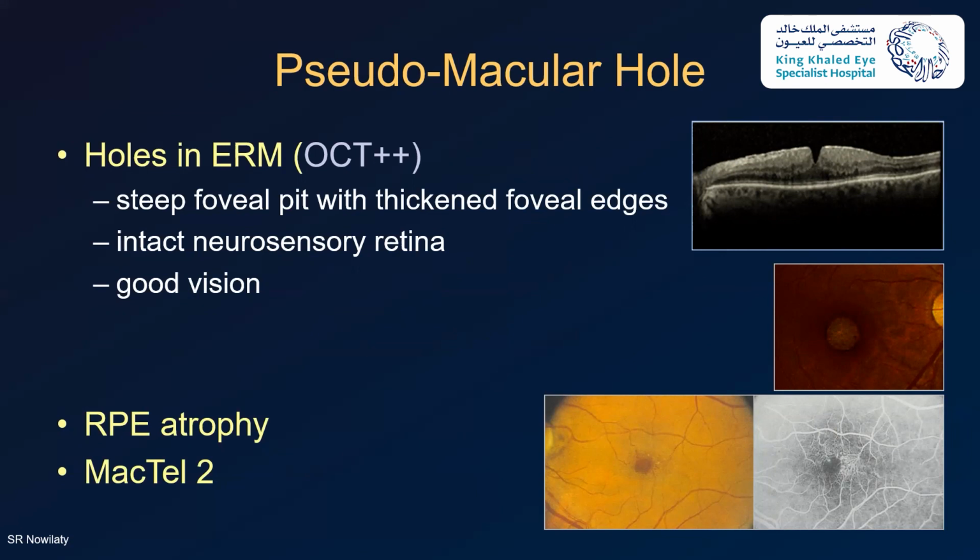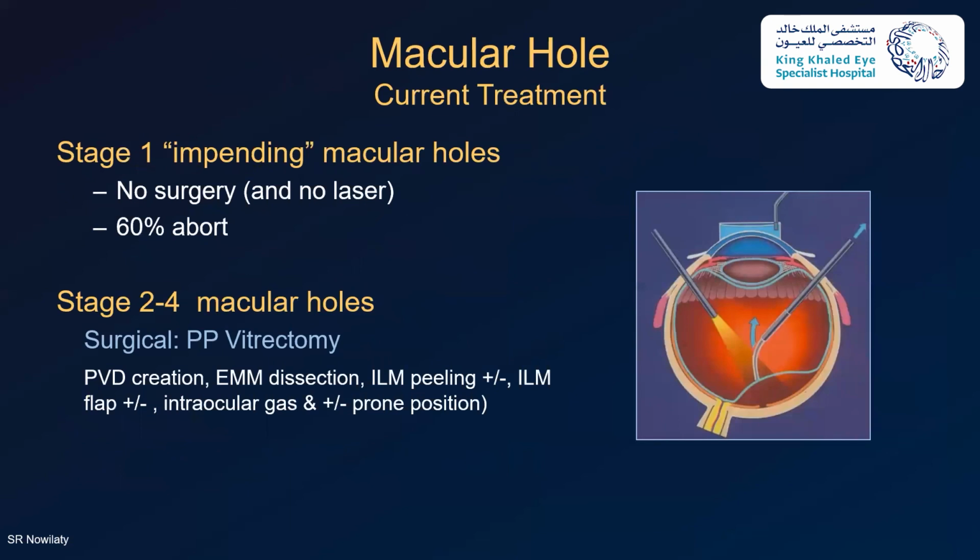So people can sometimes think that somebody has a pseudo-macular hole clinically when they have, for instance, RPE atrophy, like this case. This is an RPE atrophy, and people can think that this is a hole. Actually, it's not once you do an OCT. Or in cases of macular telangiectasia type 2, for instance, you may have pseudo-macular holes there. So this is exactly what I say.